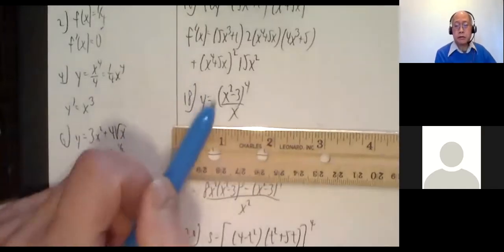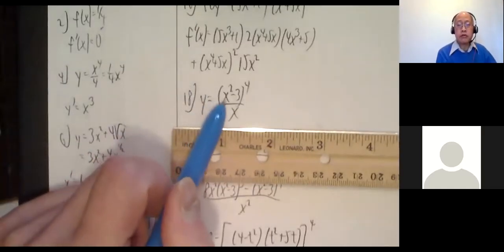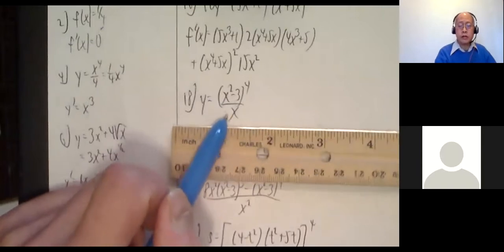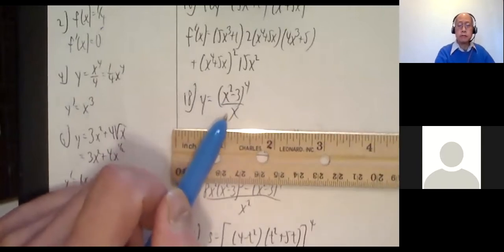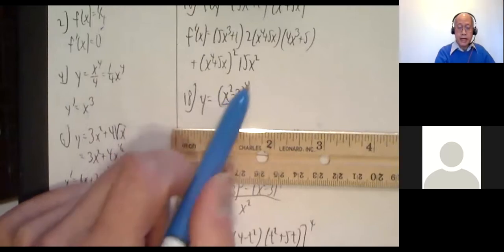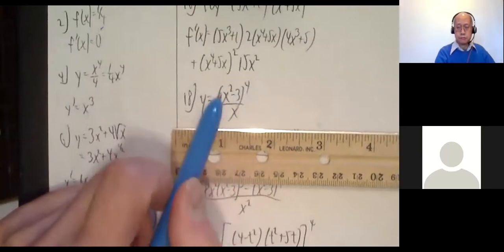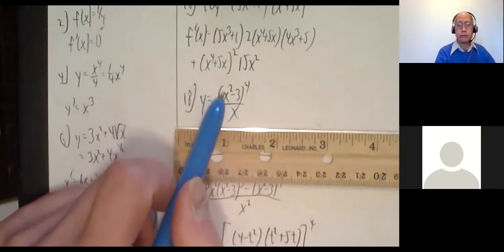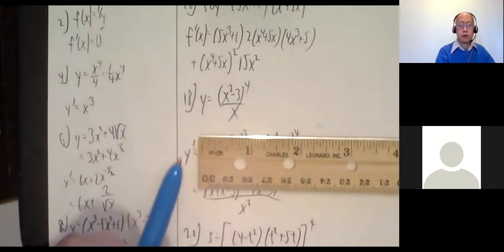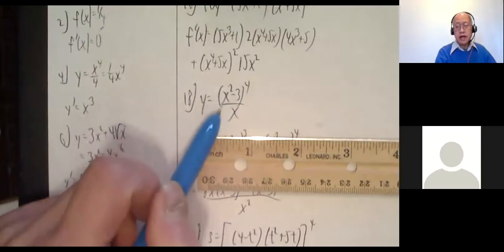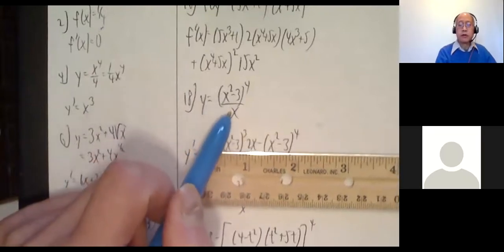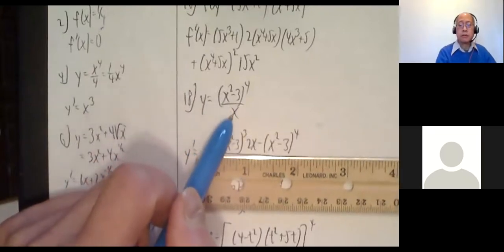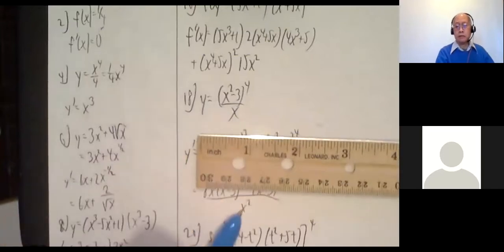Okay, 18. Y equals (x squared minus 3) to the fourth over x. Quotient rule, but that's a chain rule. So it's a chain rule inside a quotient rule. So y prime, again, you have to give me some derivative symbol, y prime, dy/dx. And again, let me do the easy one first. What's the bottom going to be? x squared.